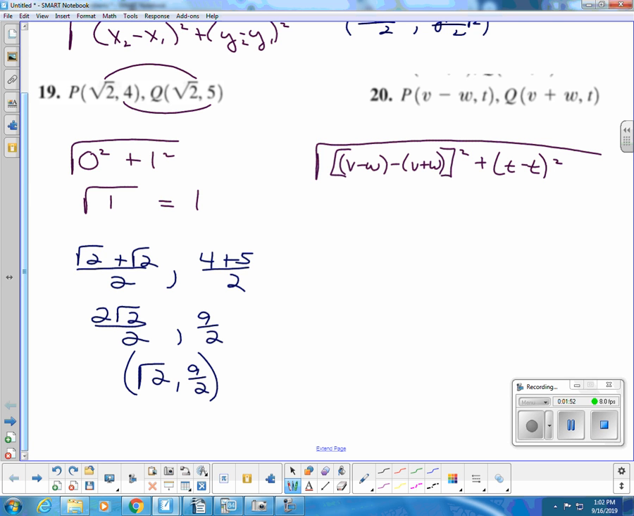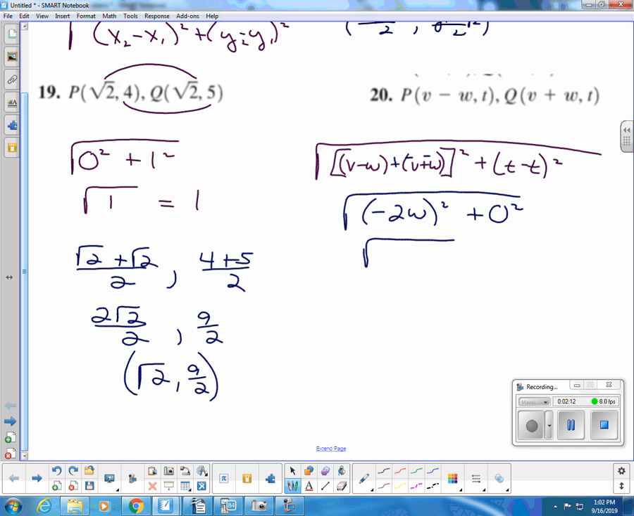So when I subtract these x's, I'm going to distribute that negative sign. What does it actually equal here? The v's do what? They cancel. So we would have a negative 2w squared. This is 0, so that's nice.